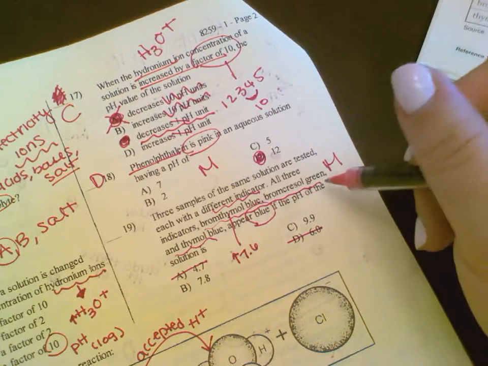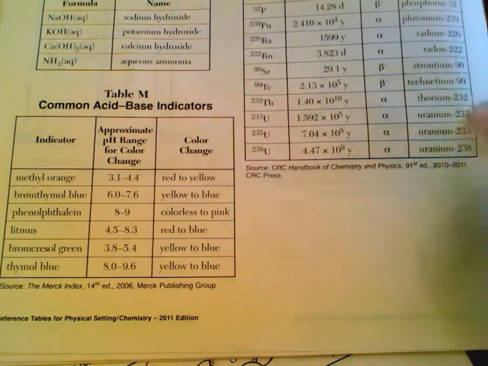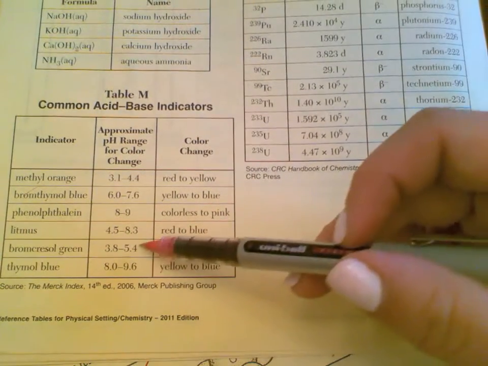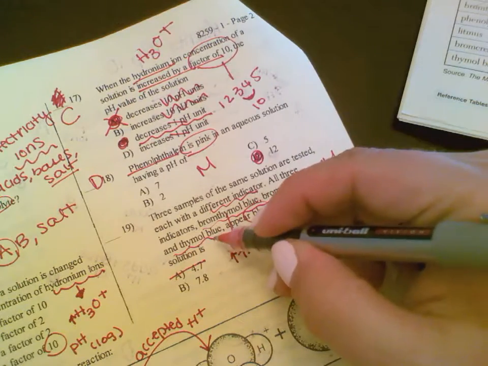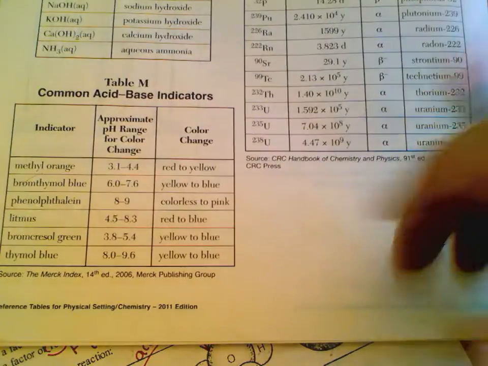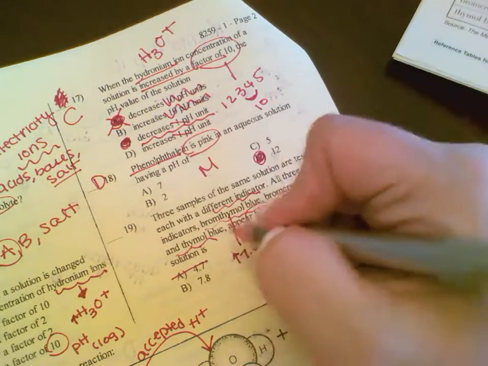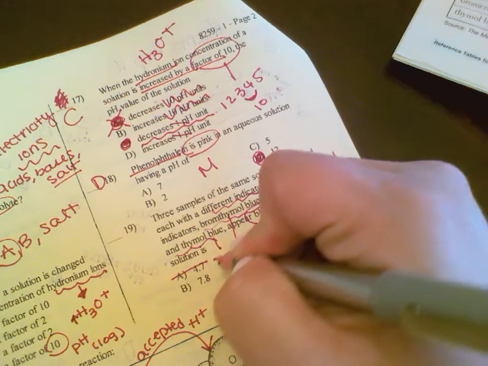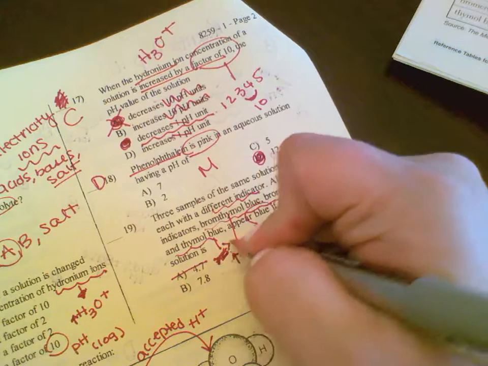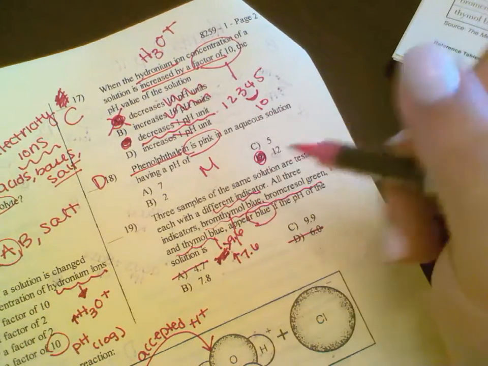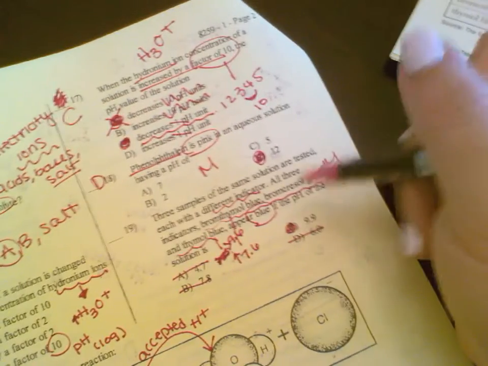And then bromocresol green doesn't help me as much because I know that it's blue when it's above 5.4. And now I can look at thymol blue. Thymol blue is blue anytime I'm higher than 9.6. So because of my thymol blue, I have to be greater than 9.6. So I like C.